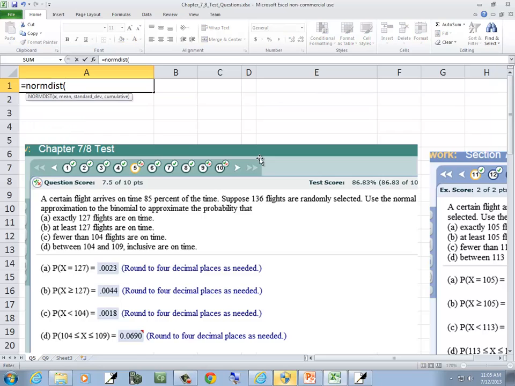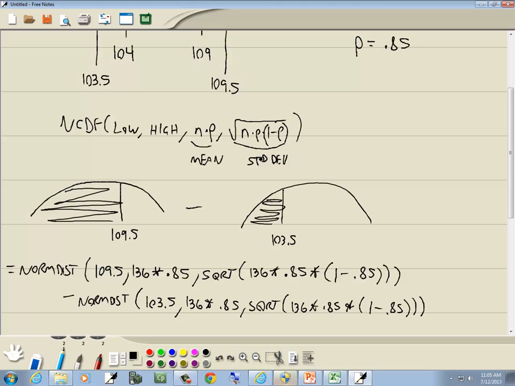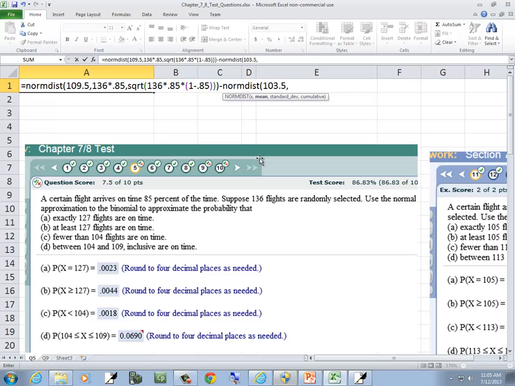Okay, equals norm dist, 109.5, comma, 136 times, that's above the 8, 0.85, comma, square root of 136 times 0.85 times, beginning parentheses, 1 minus 0.85, closing parentheses on that, closing parentheses on square root, closing parentheses on norm dist, minus norm dist, 103.5, comma, 136 times 0.85, comma, square root of 136 times 0.85 times, beginning parentheses, 1 minus 0.85, closing parentheses on that, and then those.